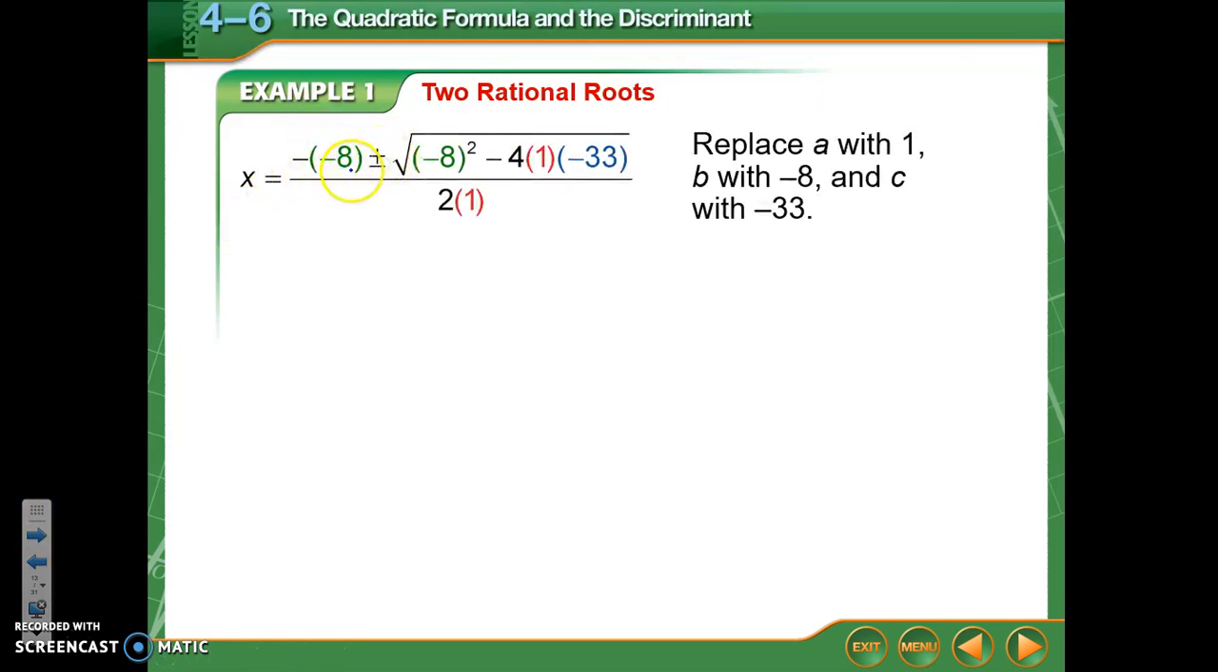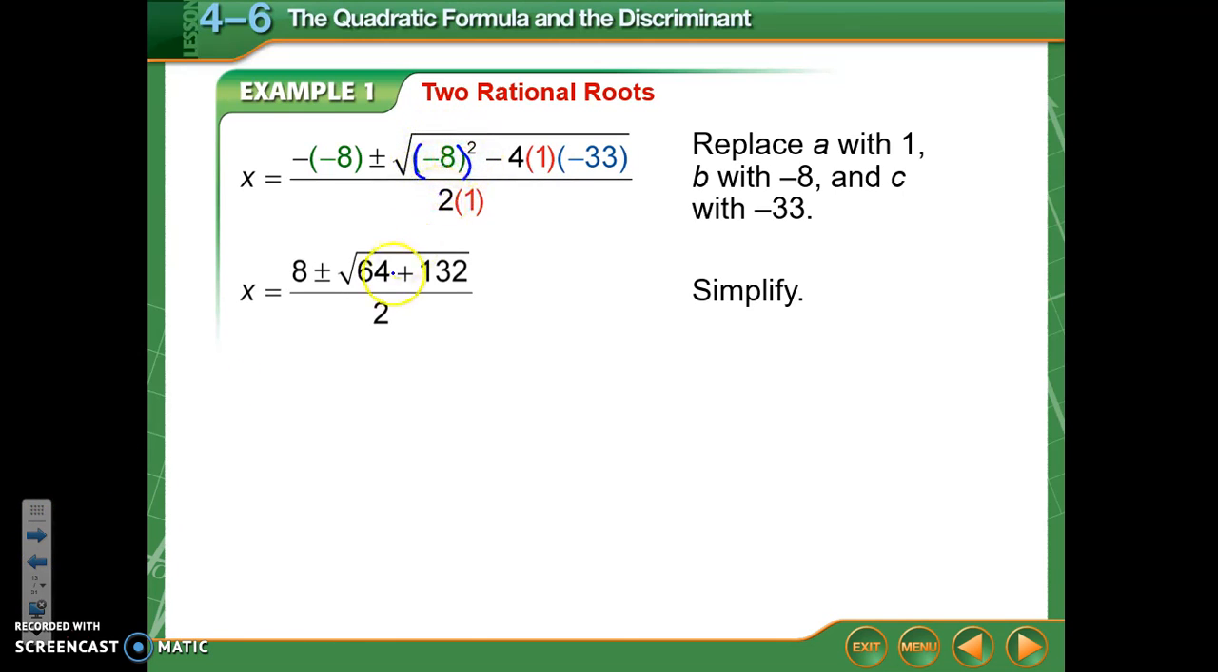So b is negative 8, so I have negative 8, plus or minus negative 8 squared. Notice the parentheses because I'm plugging in a negative 8. Those are super important. Minus 4 times a, which is 1. C is negative 33, all over 2 times a, so 2 times 1. And then we just simplify it.